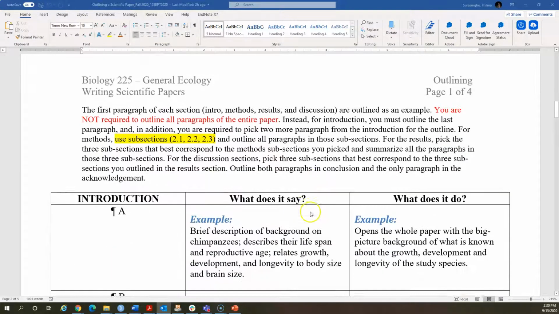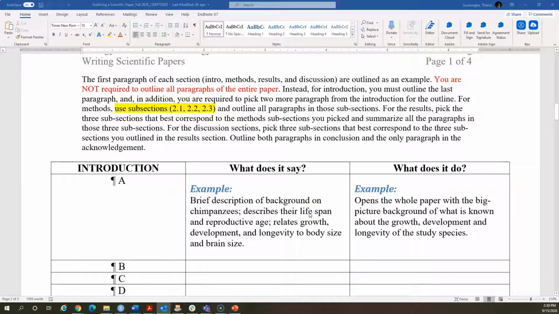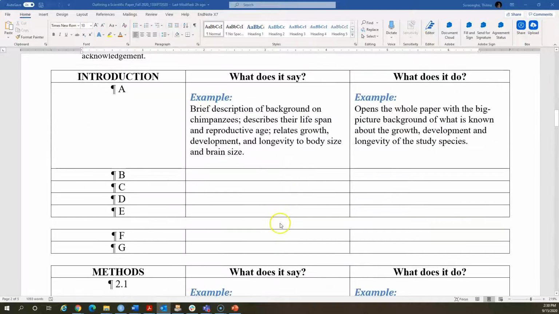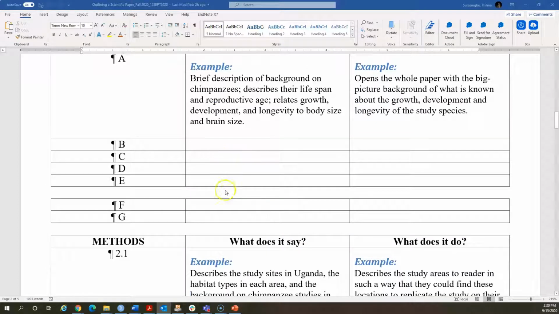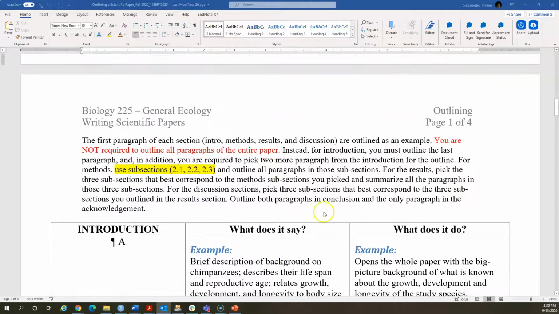and what you have to do is, we do not require you to read the entire introduction and to summarize each and every paragraph. Okay, do not do that. All you have to do is, like I mentioned over here, you must pick the last paragraph. First one is done for you. Pick the last paragraph, right?